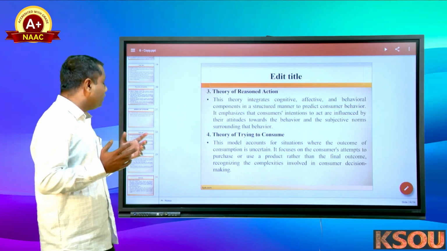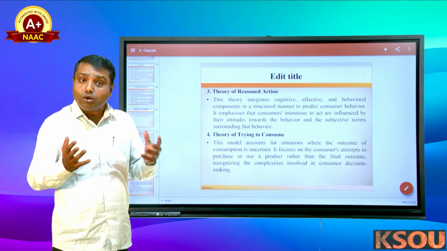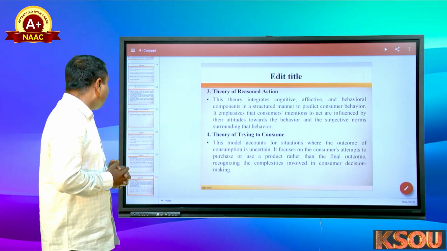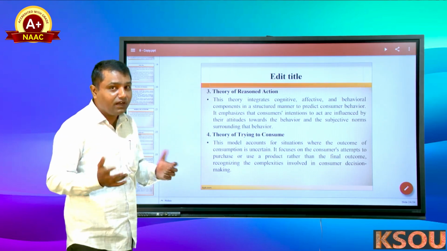So these are the different models, 3 to 4 models of consumer attitudes. We call them models of attitude.